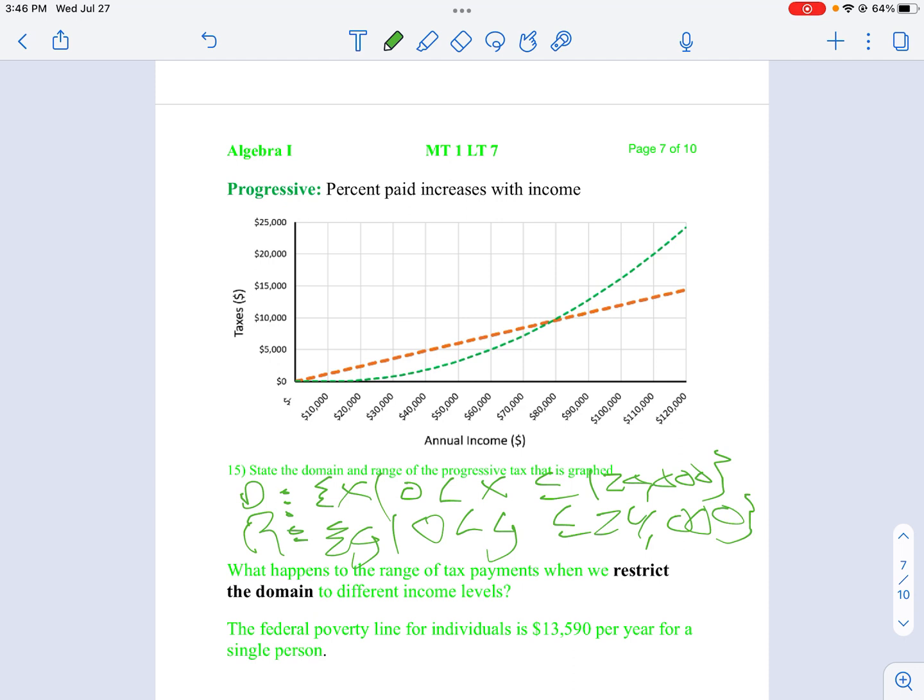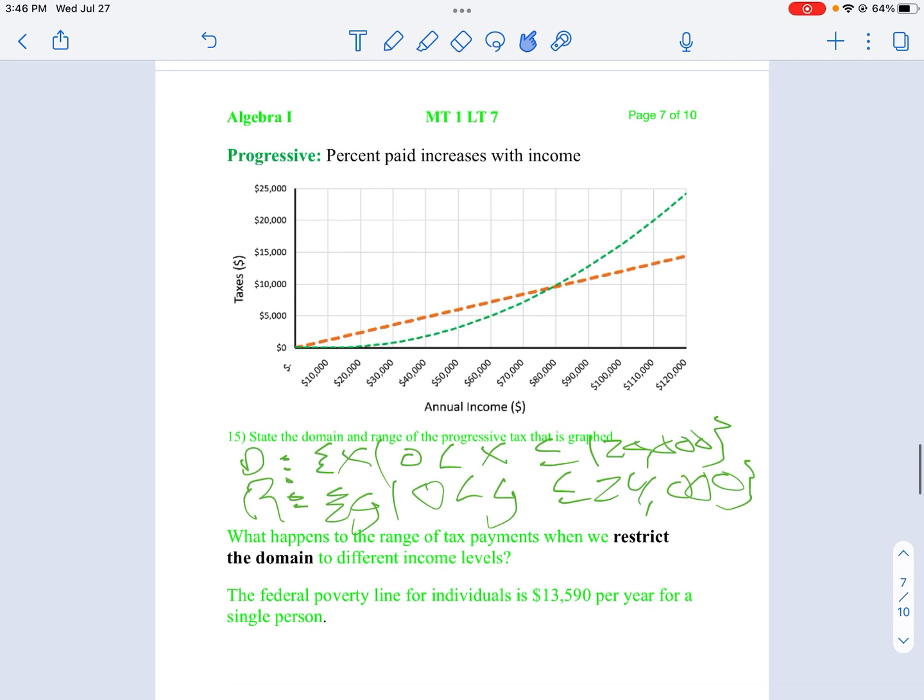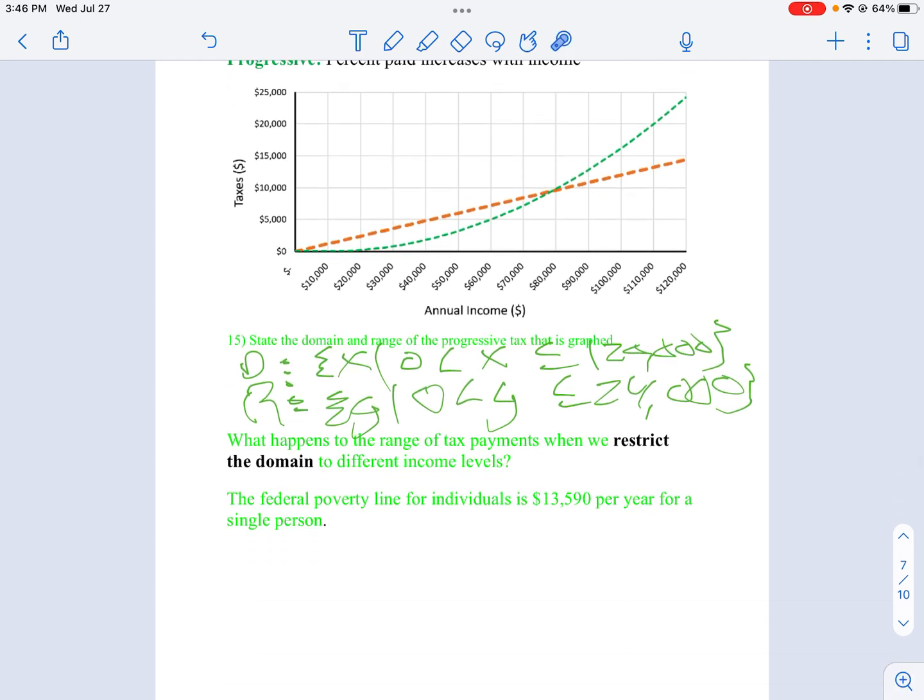So we're going to take a look at restricting our domain. Restricting the domain means exactly what it sounds. Instead of looking at all the numbers, I'm going to look at just part of my graph. On this particular question, it says the federal poverty line is $13,590. So if you're a single person and you make less than $13,590 in a year, you're considered poor.